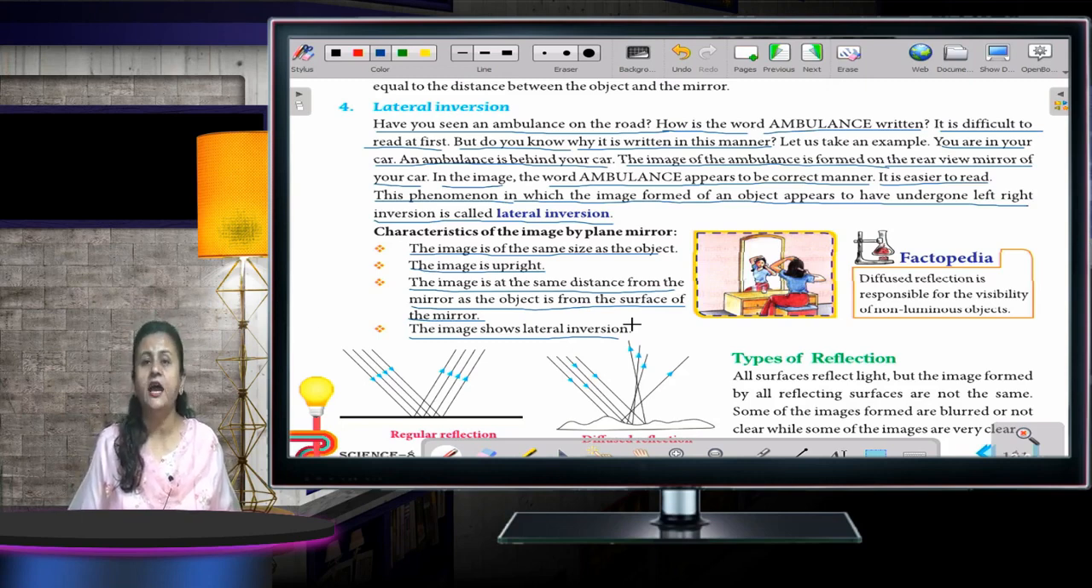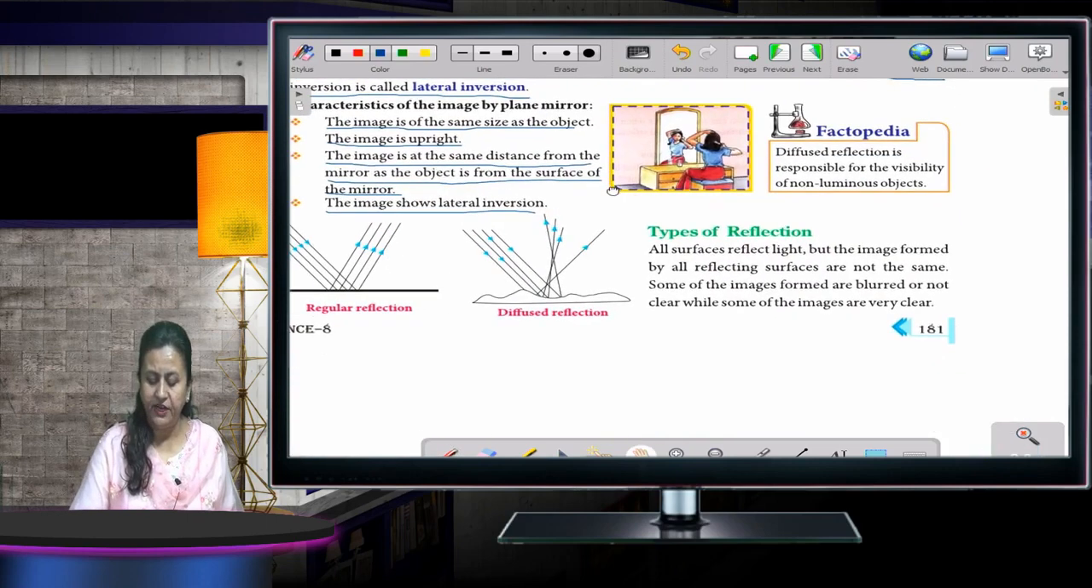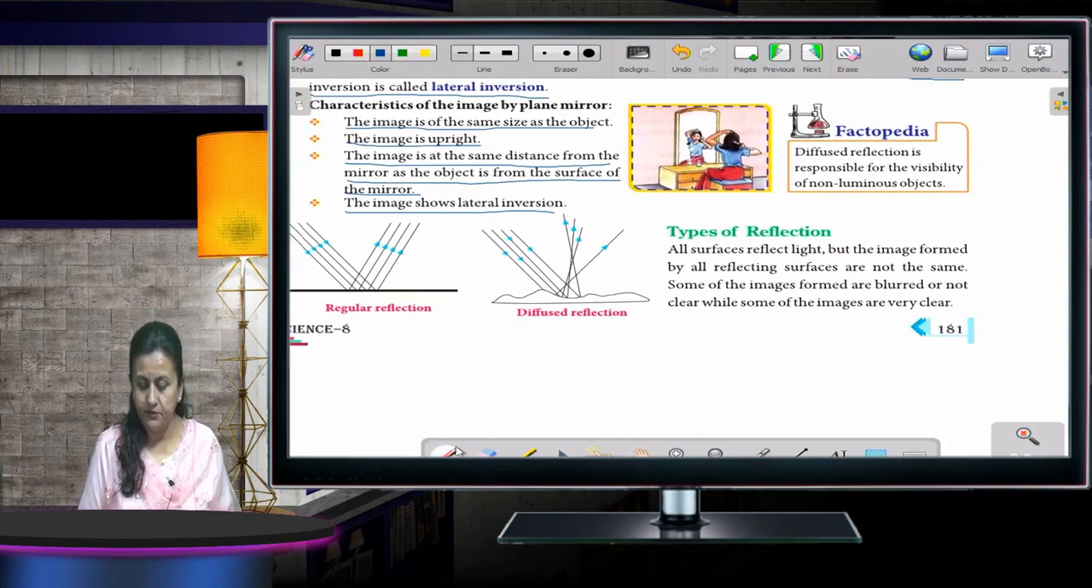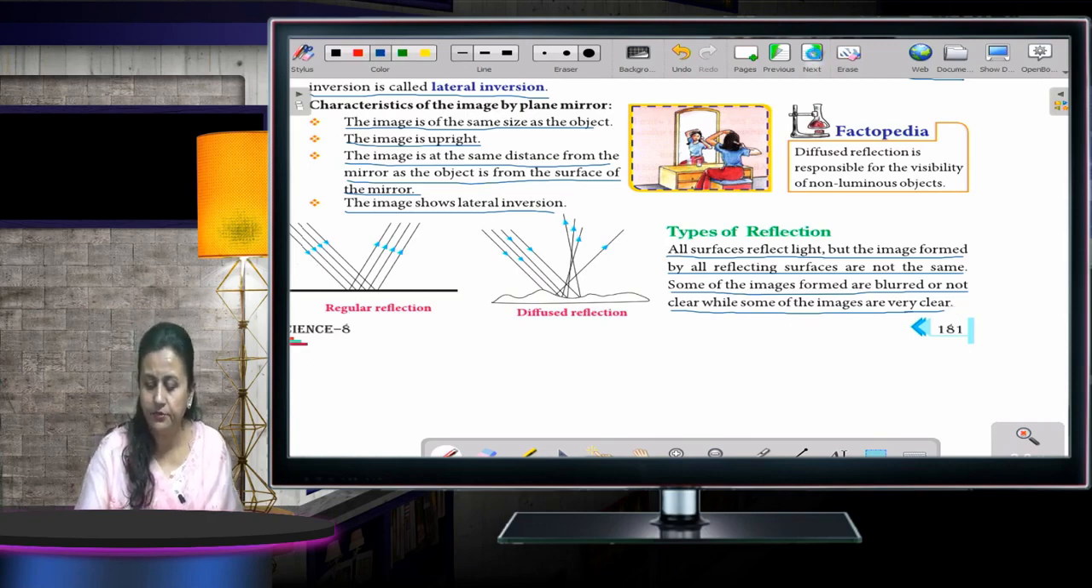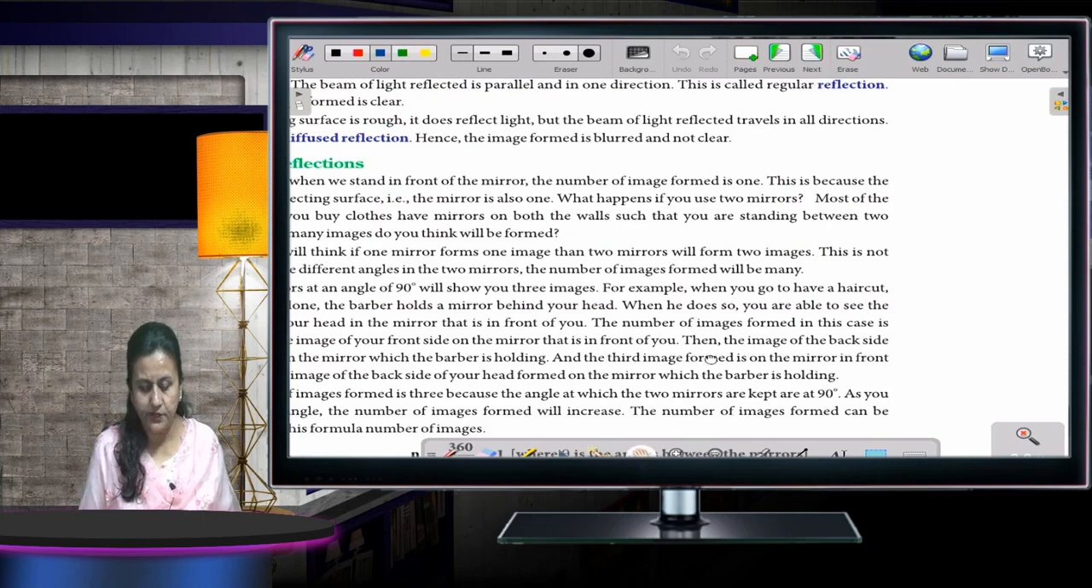Okay, now types of reflection. The next topic is types of reflection. All surfaces reflect light, but the images formed by all reflecting surfaces are not the same. Some of the images formed are blurred or not clear, while some are very clear. So it depends. Now moving to the next one.